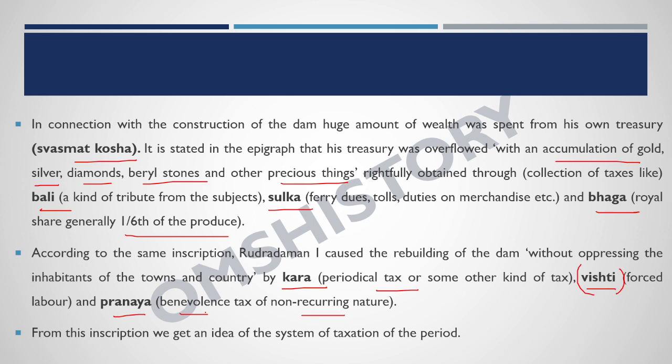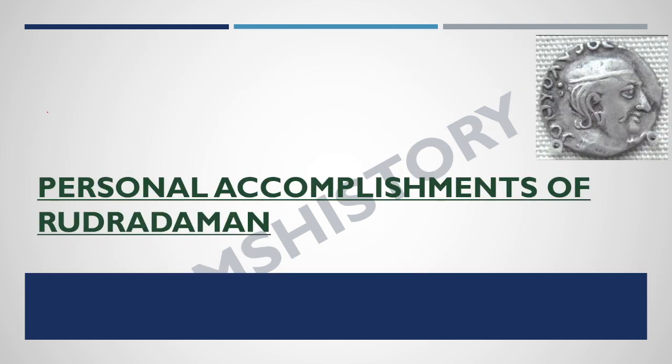Not just that, this inscription also talks about the treasury of Rudradaman, which shows that Rudradaman might have had control over the diamond mines and other mining areas of this region, basically. Okay, some of the personal accomplishments of Rudradaman have been mentioned here.